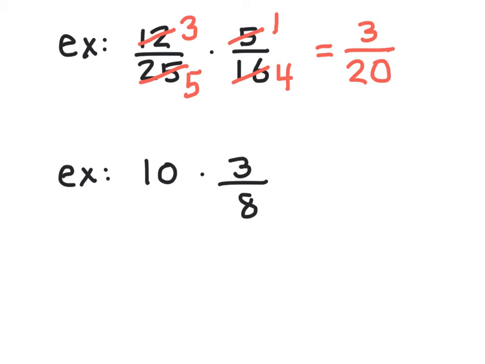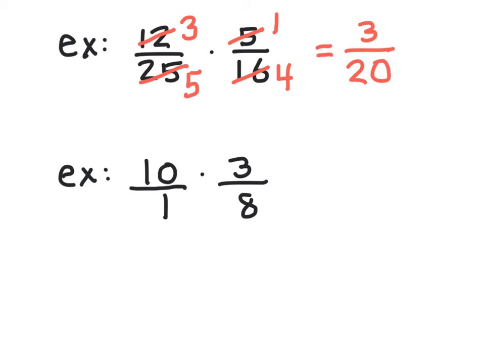So how'd you do? All right, let's look at the next example. 10 times 3/8. All right, well, before I multiply this, I'm going to write 10 as a fraction. So how would you write 10 as a fraction? What do you think? That's right, it's 10 over 1. Right? 10 divided by 1 equals 10. So I can write that as 10 over 1, and now I can look to multiply.